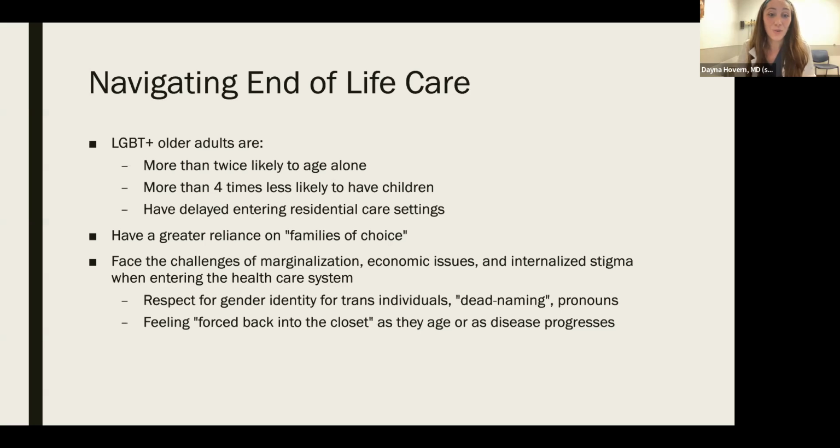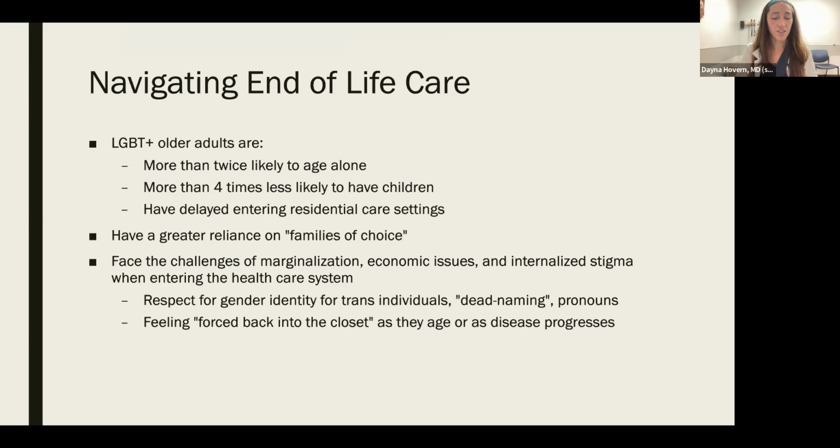But for our LGBT older adults, we know that they're twice as likely to age alone. They're even 4 times less likely to have children. And often this population has delayed entering residential care settings, so places like nursing homes, due to stigma and how they will get viewed. There's a bigger reliance on families of choice and friends to help with the decision-making process in our LGBT patients. And oftentimes in this population, when they're seeking out medical care, there are issues of marginalization, stigma, and economic issues.